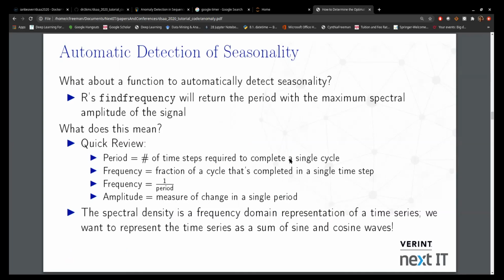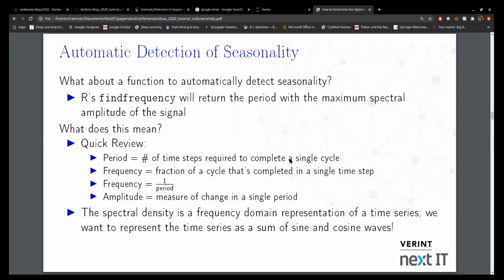As mentioned previously, a time series that exhibits seasonality will show that, but what would be cool is if there was a way we can automatically detect seasonality without looking at pictures, and that's especially useful for someone who doesn't really have the time to look at it or is not an expert. There are functions out there that can help you with that, although I'm going to warn you, it's not perfect. It's more of an estimator. That function is in the forecast library in R, and it's called find frequency. The general idea is that it returns the period with the maximum spectral amplitude of the signal.